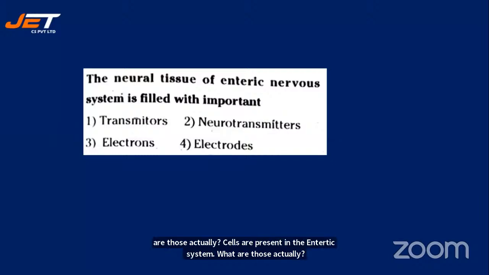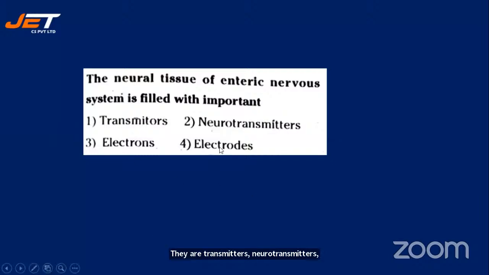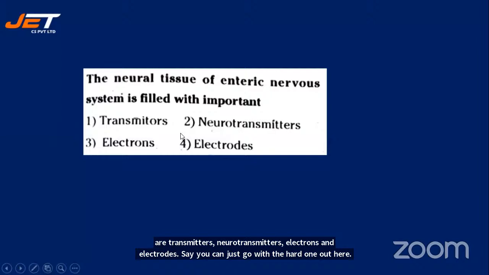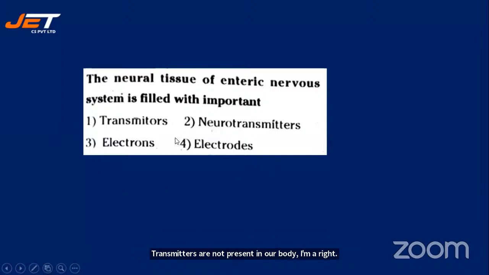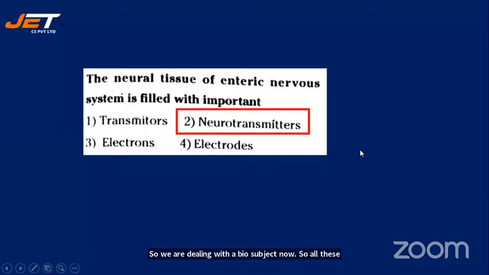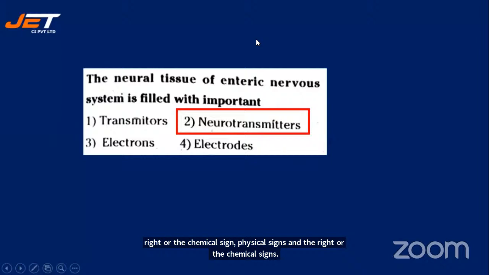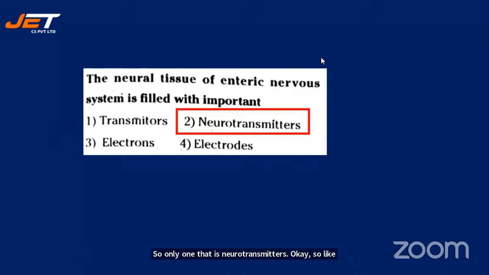So you can just go with the odd one out here. Electrons and electrodes are not present in our body. Transmitters are not present in our body, am I right? We are dealing with a bio subject, no? All this comes under physical science or chemical science. So only one, that is neurotransmitters. Like that, you have to go with the odd one out, children. Yes, very good. Most of you have given 2. Nice. So it is neurotransmitter.